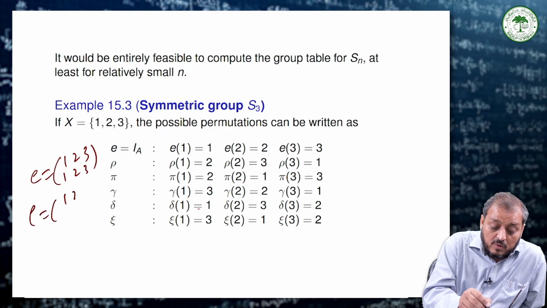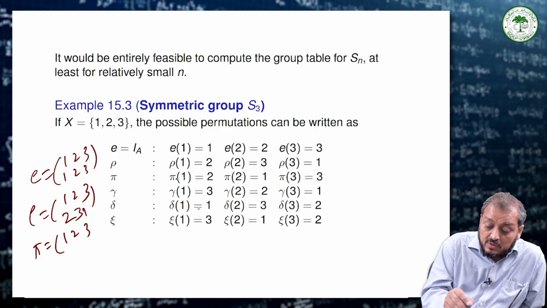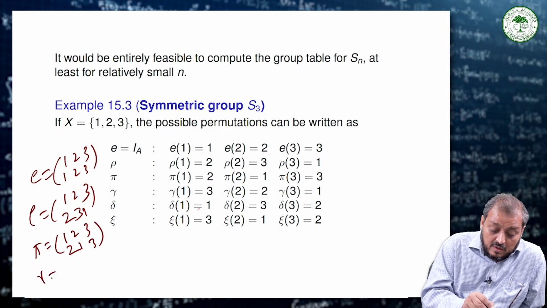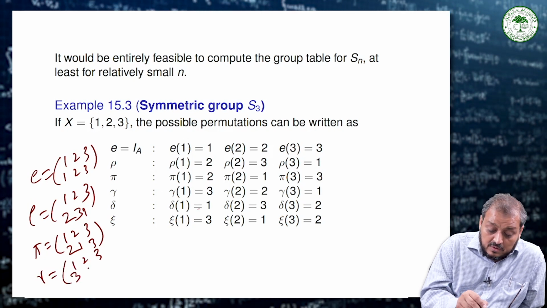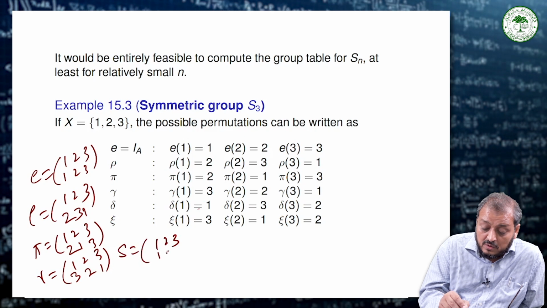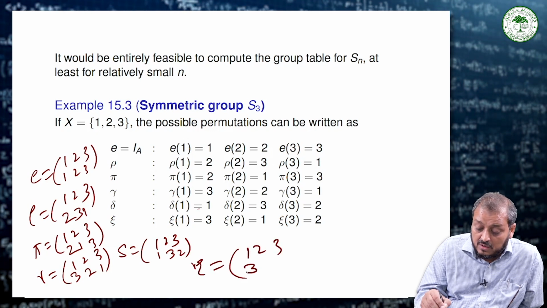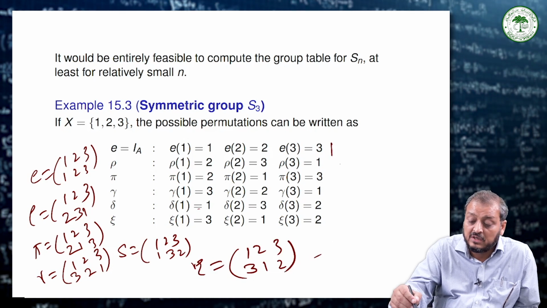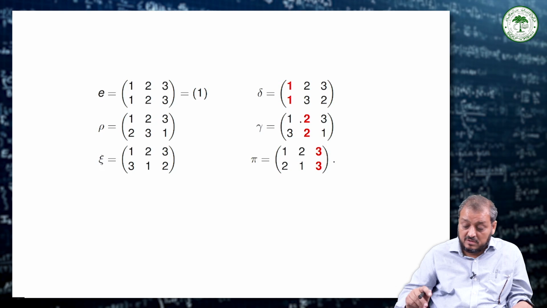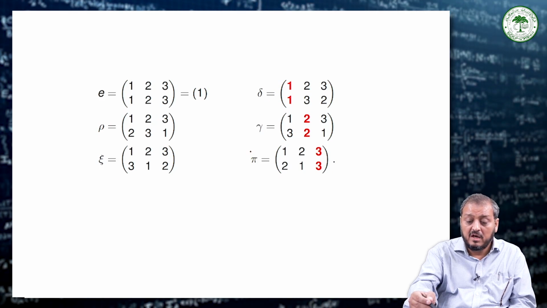Rho is equal to 1, 2, 3 over 2, 3, 1. Pi is equal to 1, 2, 3 over 2, 1, 3. Gamma is equal to 1, 2, 3 over 3, 2, 1. Delta is equal to 1, 2, 3 over 1, 3, 2. And eta is equal to 1, 2, 3 over 3, 1, 2. This is correct. This is the whole table written, in this form: identity, rho, zeta, delta, gamma and pi.